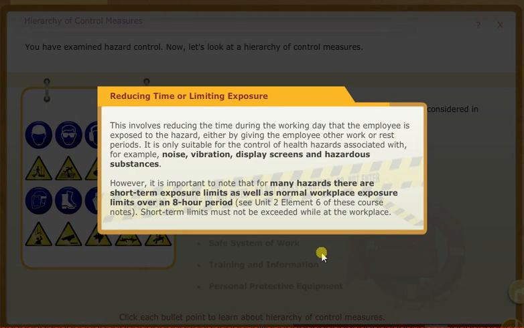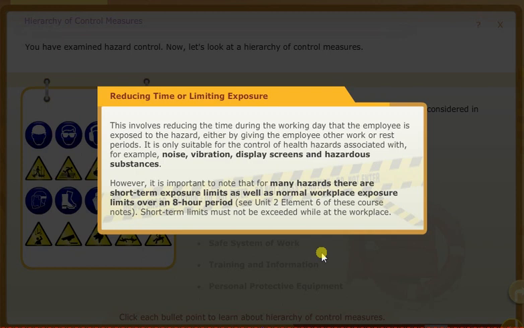Reducing time or limiting exposure. This involves reducing the time during the working day that the employee is exposed to the hazard, either by giving the employee other work or rest periods. It is only suitable for the control of health hazards associated with, for example, noise, vibration, display screens, and hazardous substances.